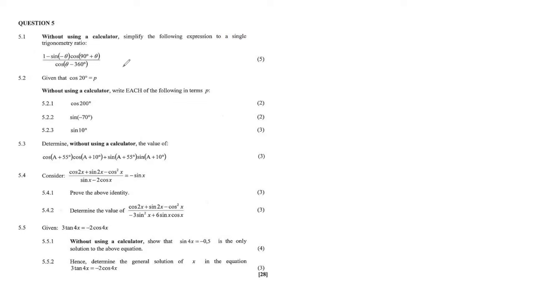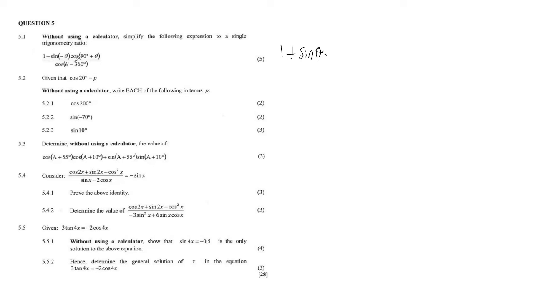Okay, so we have question 5 on trigonometry. It says, without using a calculator, simplify the following expression to a single trigonometric ratio. So, okay, let's start with that. We have 1, and then we know that sine of a negative angle is negative. But since we have a negative from outside here, this will be 1 plus sine theta, right?